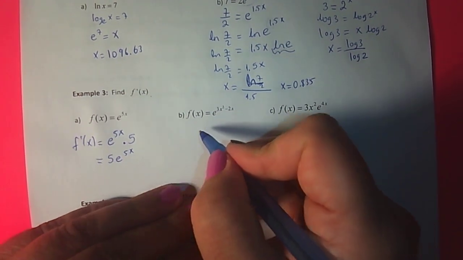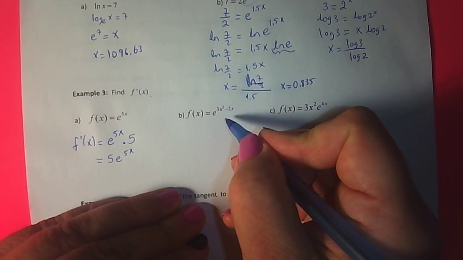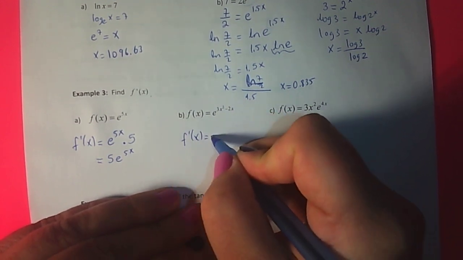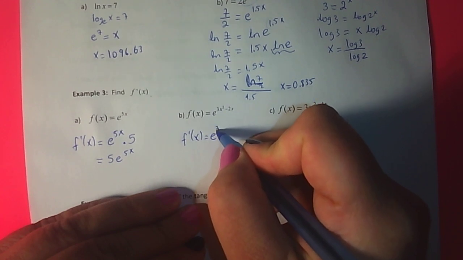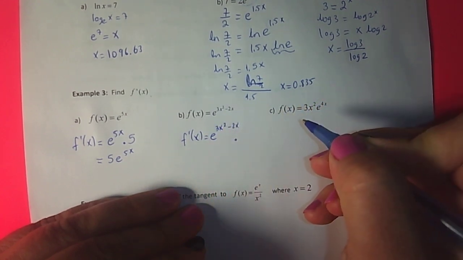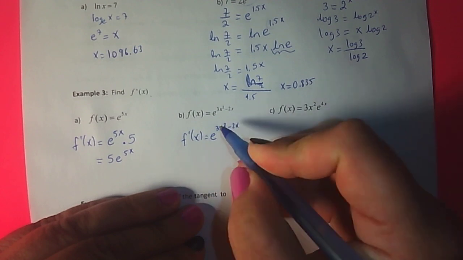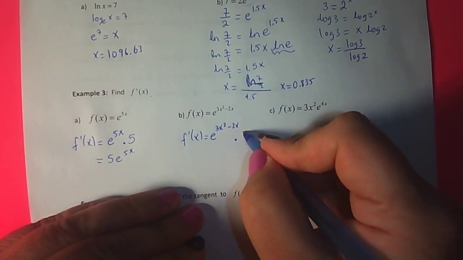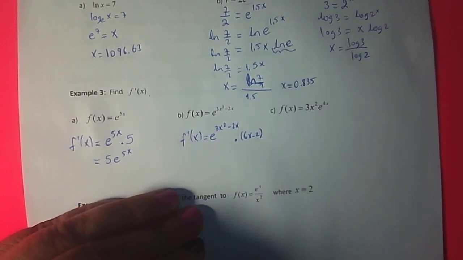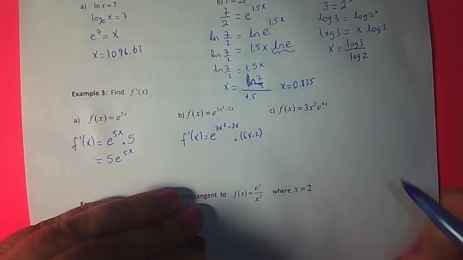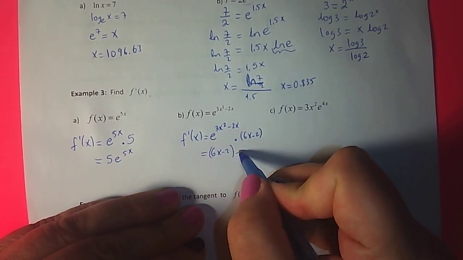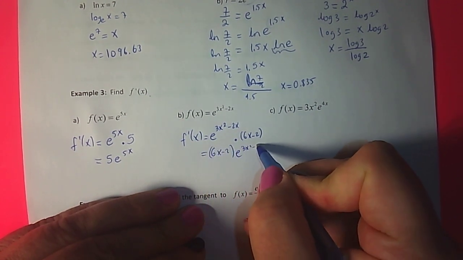Let's look at B. f of x is e to the power of 3x squared minus 2x, find f prime. So again, we write it as it is. Then we multiply it by the derivative of the exponent. So we get 6x minus 2. So we can also write it as 6x minus 2 first. Doesn't matter. e to the power of 3x squared minus 2x.